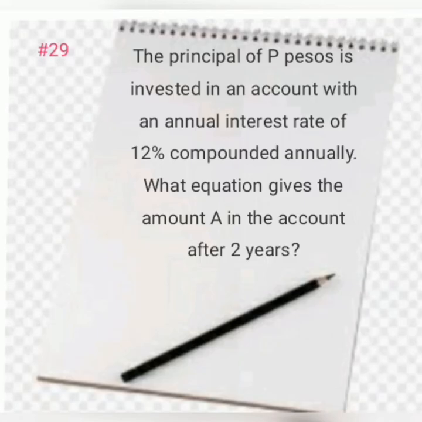The principal of 3 pesos is invested in an account with an annual interest rate of 12% compounded annually. What equation gives the amount A in the account after 2 years?